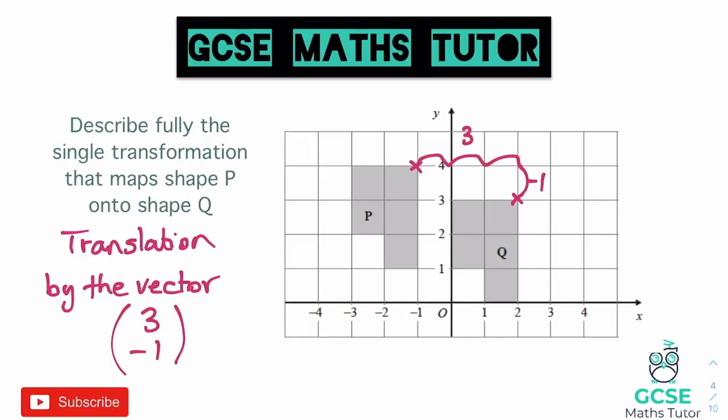It's very important that you include all of these words. You do need to say the word translation. The word moved is not going to get you the marks for this because that's not the transformation. The transformation is called a translation. And we also do need to give that vector, and ideally stating that by the vector and actually then giving it.